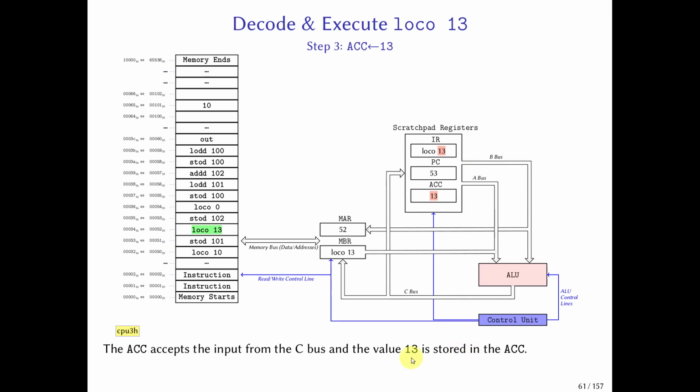So you can see that the value 13, which obviously is going to end up being stored in the variable B, is now stored inside the accumulator, and that is the end of the Fetch-Decode-Execute cycle for the third machine code instruction, which is called loco 13.